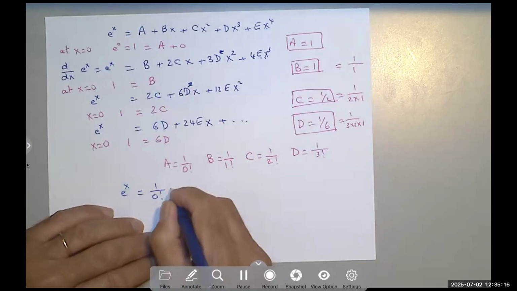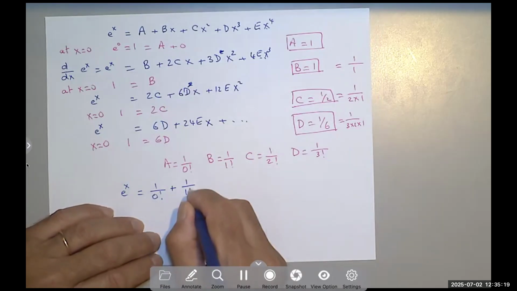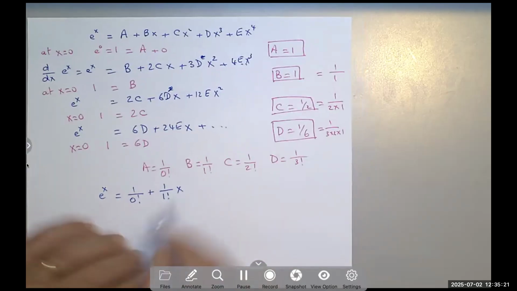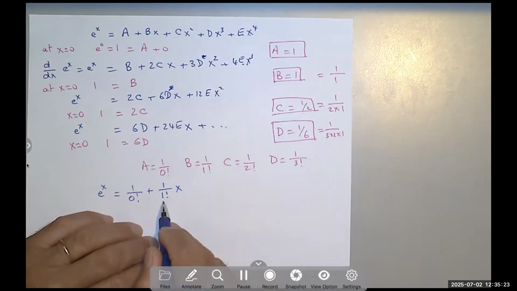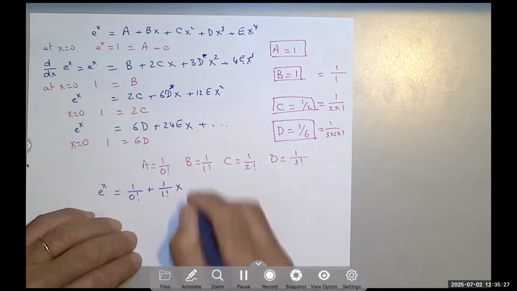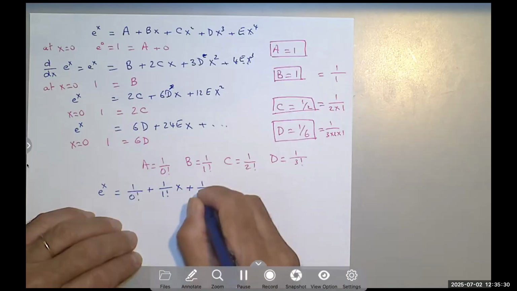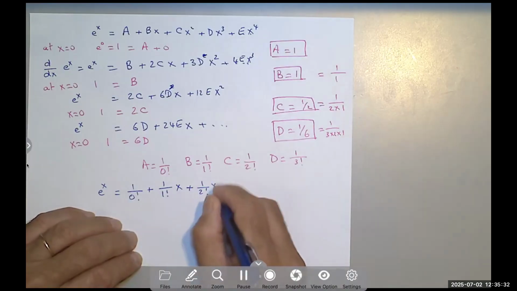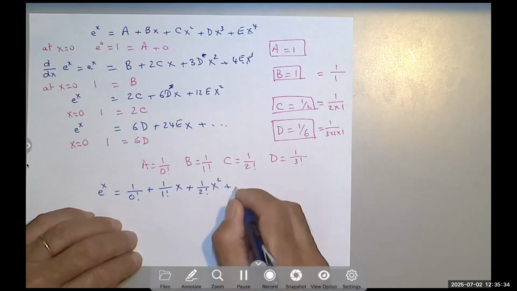is a, plus 1 over 1 factorial x. So when the x is to the power of 1, I divide by 1 factorial. When it's x to the 0, I divide by 0 factorial. If x is squared, meaning I divide by 2 factorial, and so on and so forth.